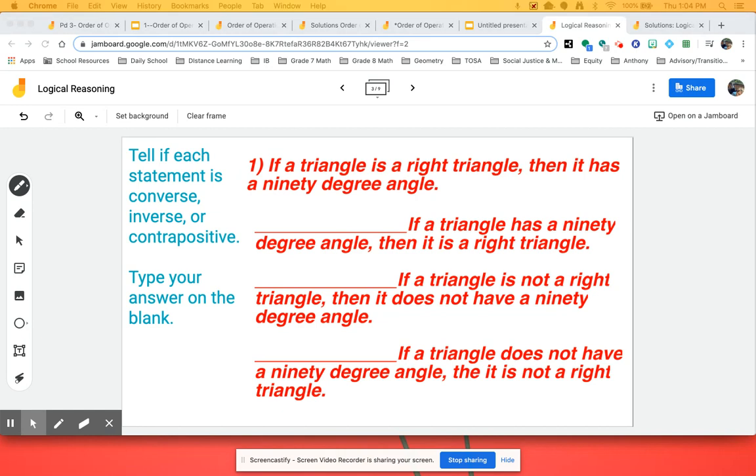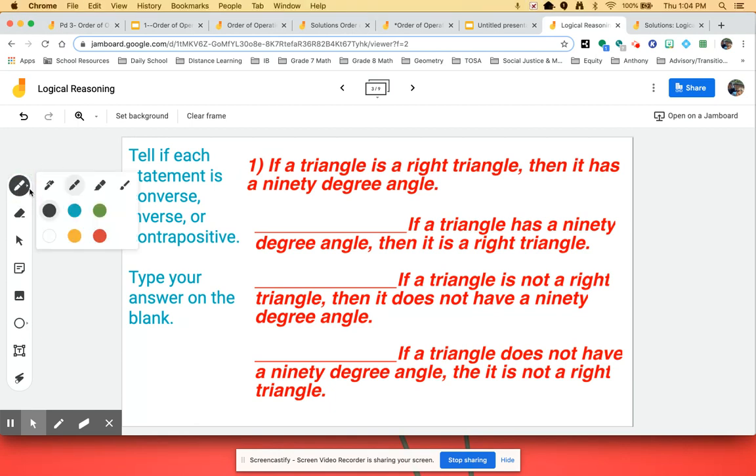On slide 3, we are going to tell if each statement is converse, inverse, or contrapositive. So we start off, we've got our original statement: if a triangle is a right triangle, then it has a 90-degree angle. That's our original statement. And we're not telling if these are true or false right now. We're just telling what they are, like if it's converse, inverse, or contrapositive.